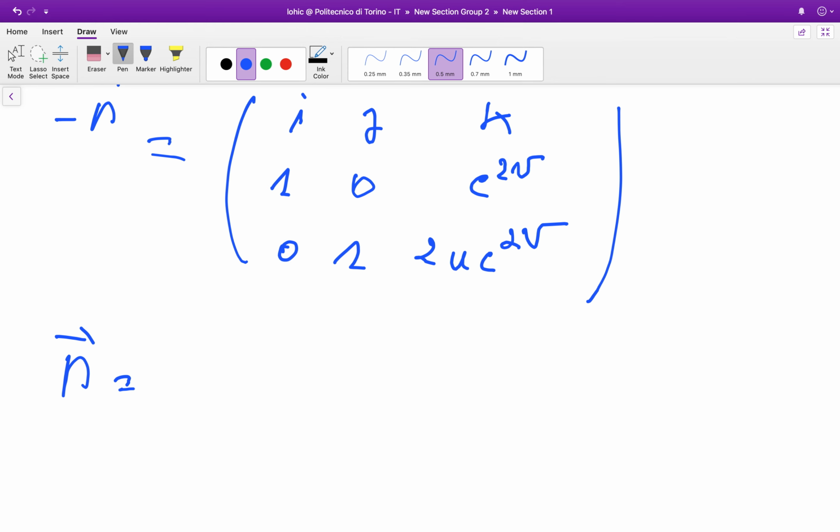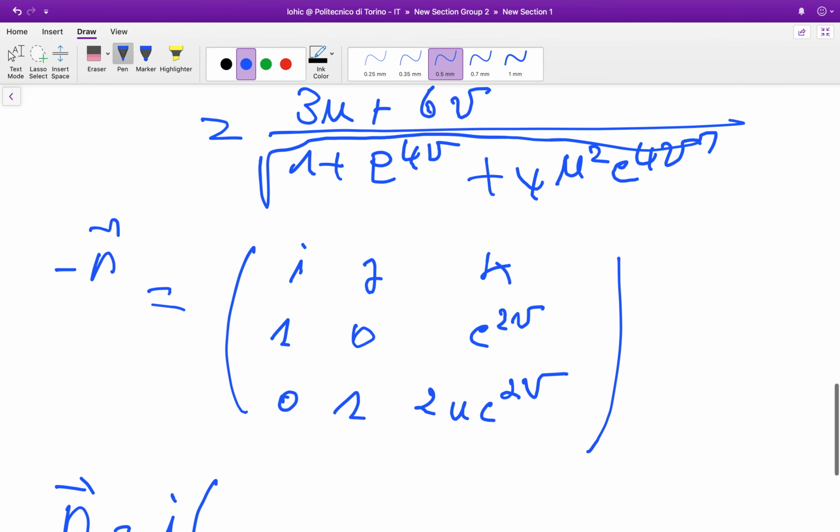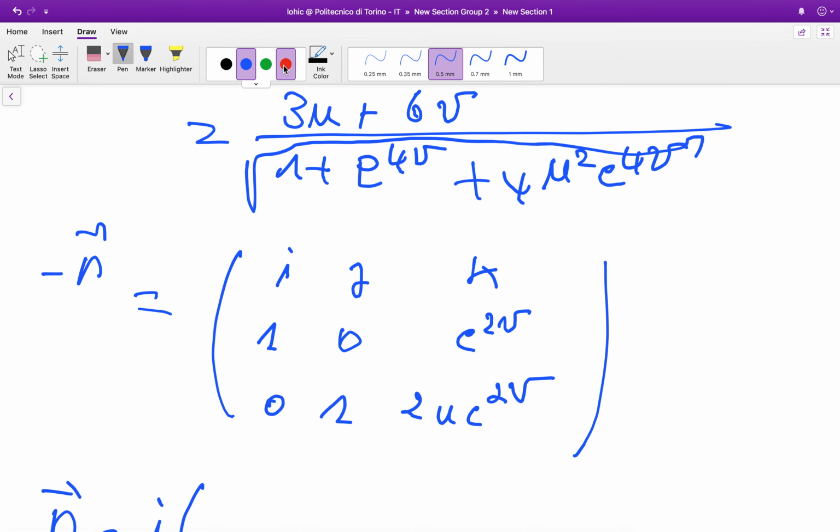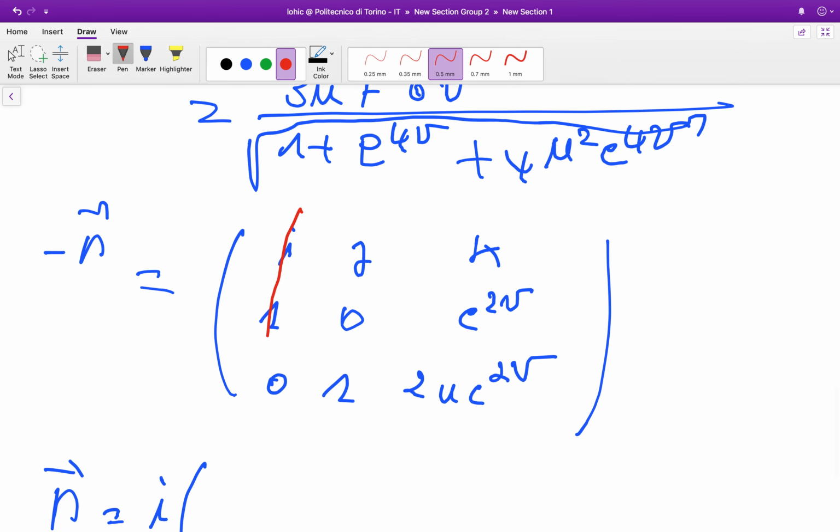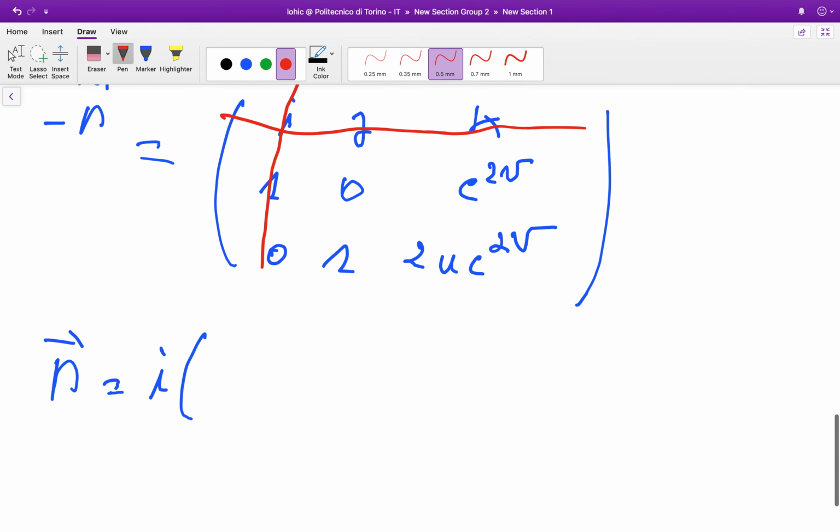Now I can compute my n, my normal vector. N is going to be i multiplied by, when I take i, I cancel and cancel, it becomes just, no, minus exponential of 2v.